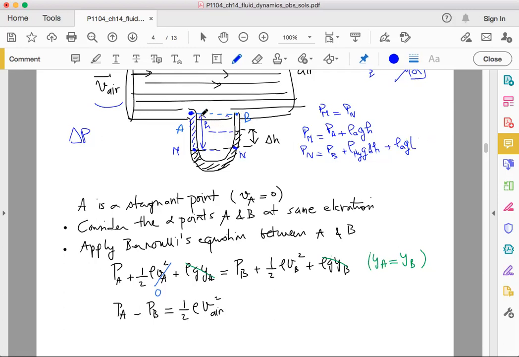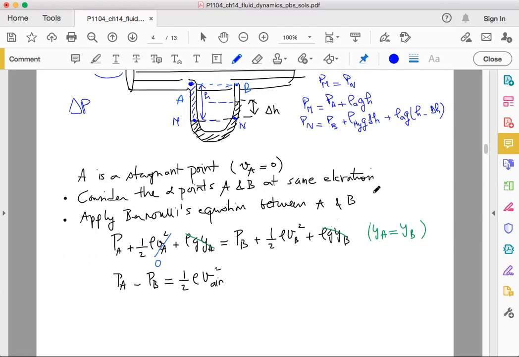It's given the height of this column. It's H minus delta H. Let's call it H minus delta H directly. So since PM is equal to PN, we can write down PA plus rho air times g times H is equal to PN, which is given by PB plus rho of the mercury times g times delta H plus rho of the air times g times H minus rho of the air times g times delta H.